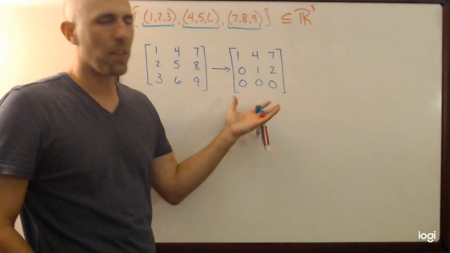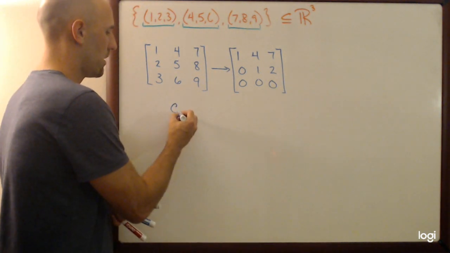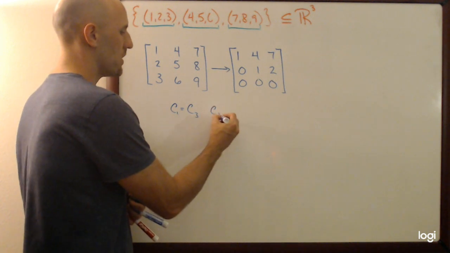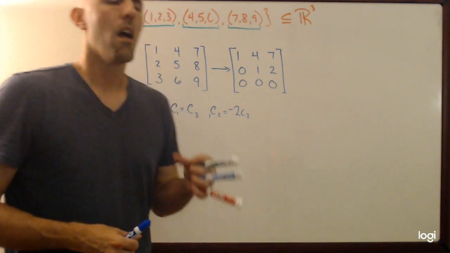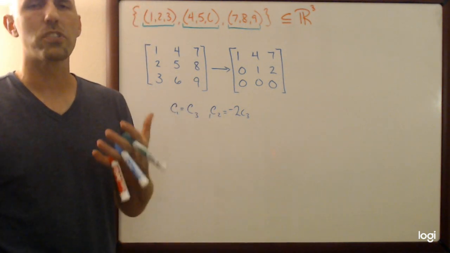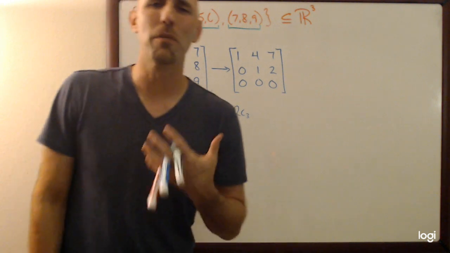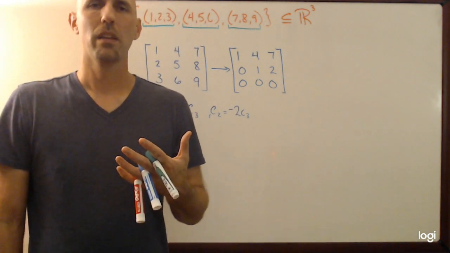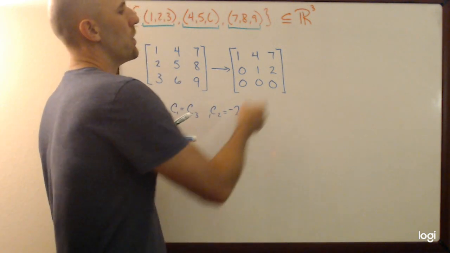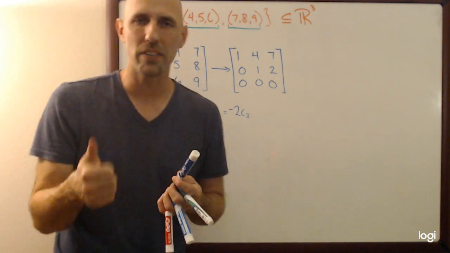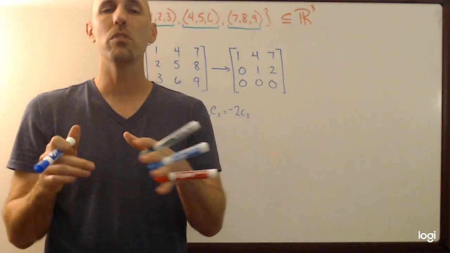If I take this and convert it into some relations, which we did, we got C1 equals C3 and C2 equals negative 2C3. The only way I don't get a unique solution is if I have a row of all zeros, right? That comes from our invertible matrix theorem. It's equivalent to say that A times X equals 0 has only the trivial solution, all zeros.